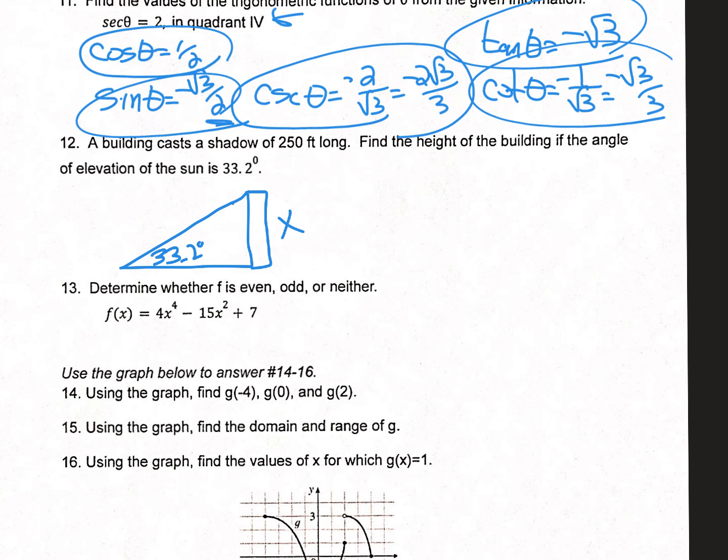Will always be, because remember, it has to touch the horizontal. And it says the shadow's 250 feet. Guys, please be careful. Shadow's always on the ground. The ground's down there. It's 250. Now look what I have.